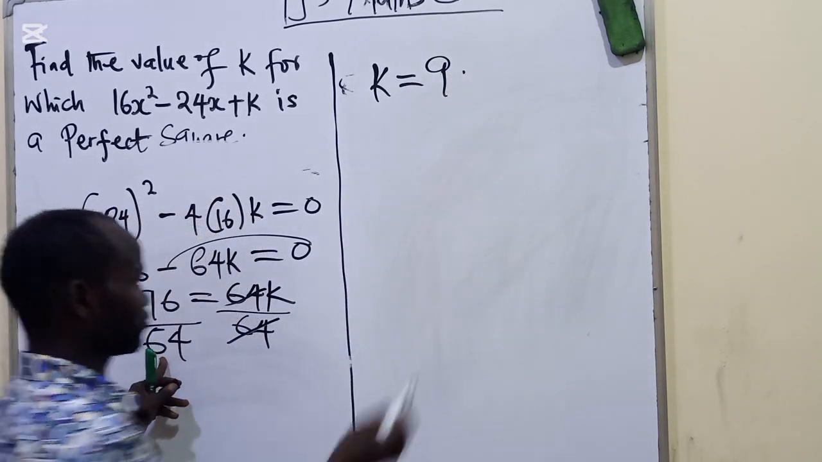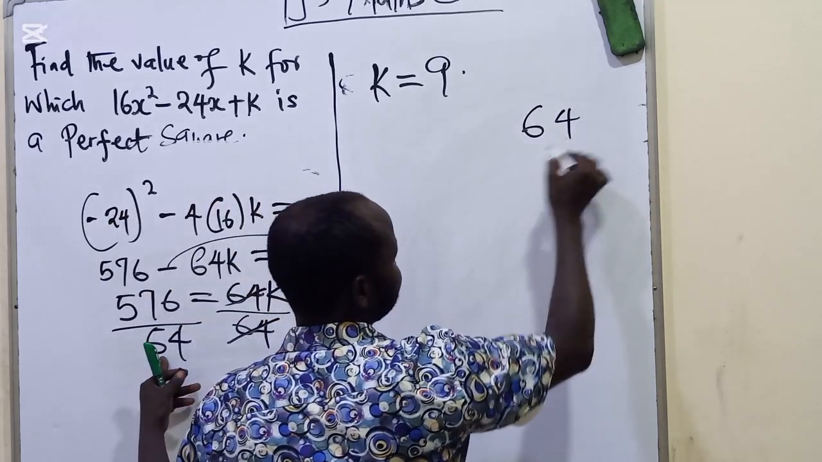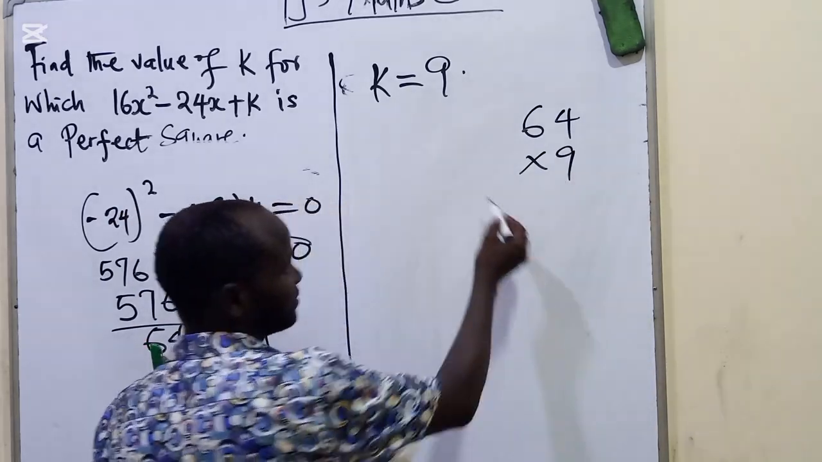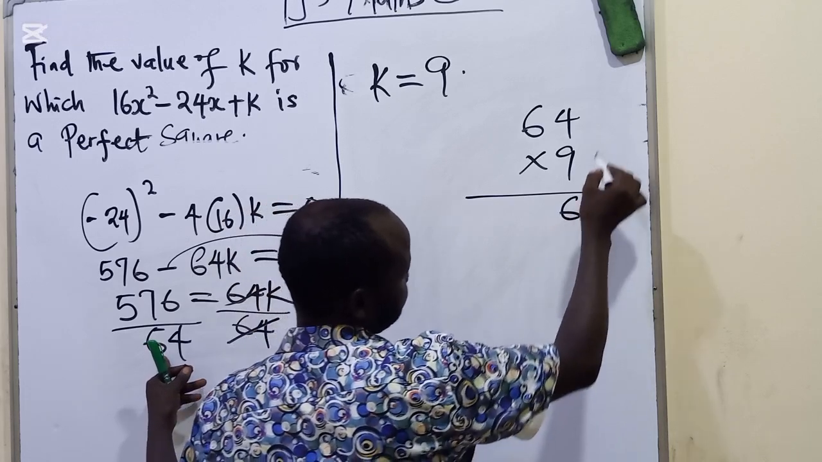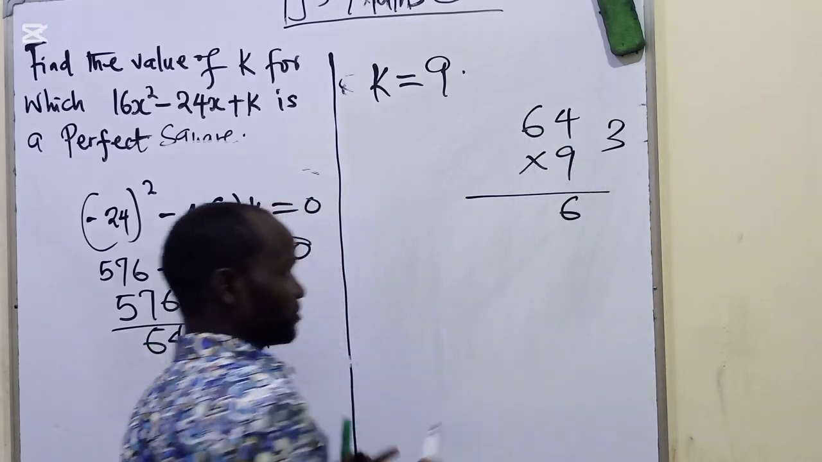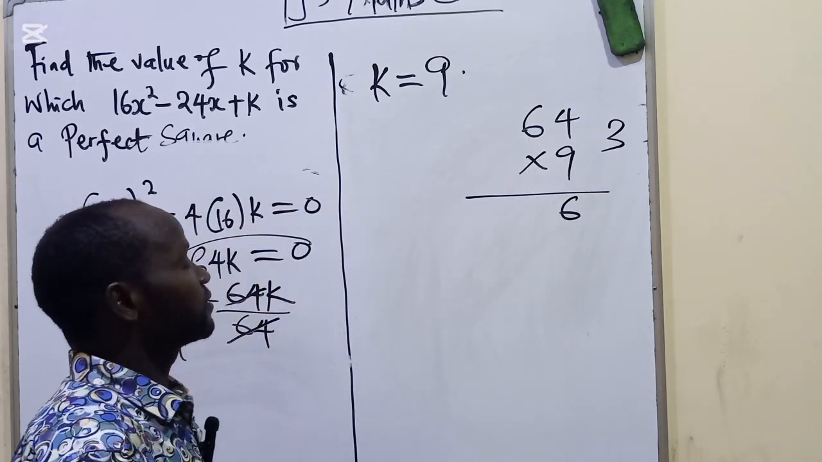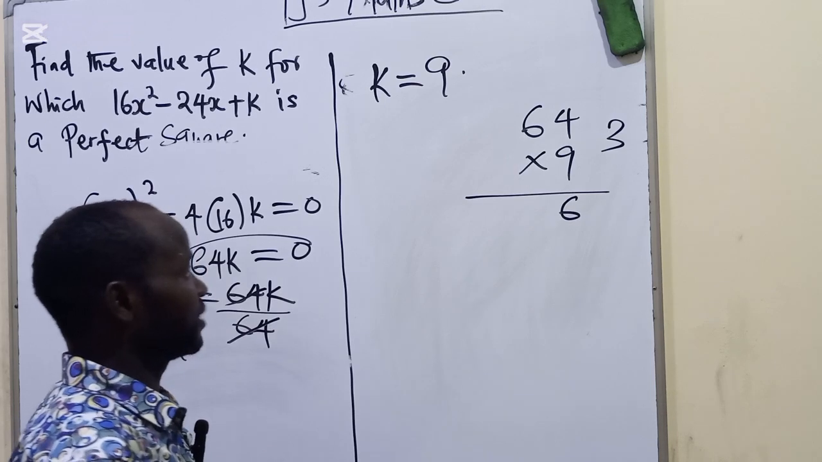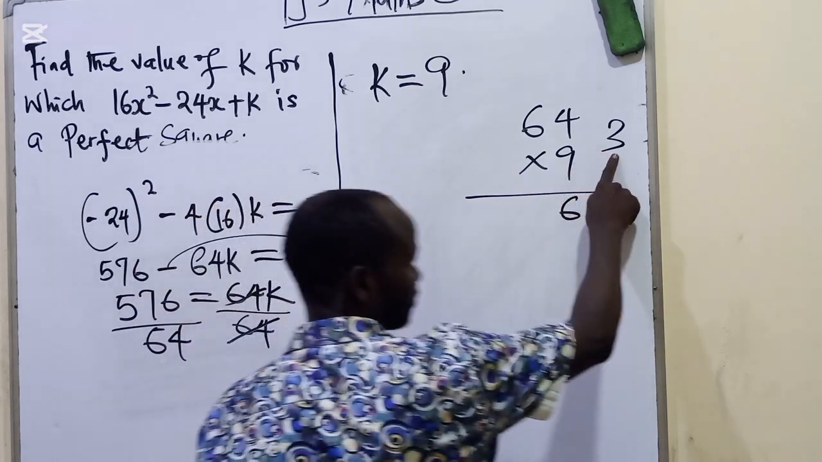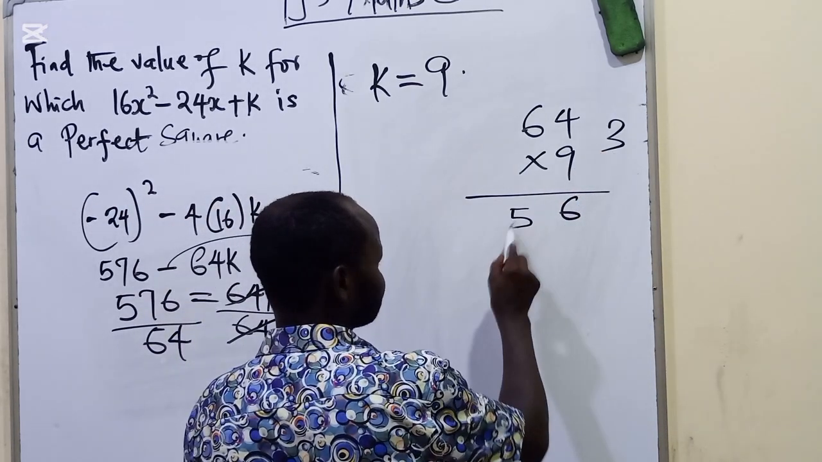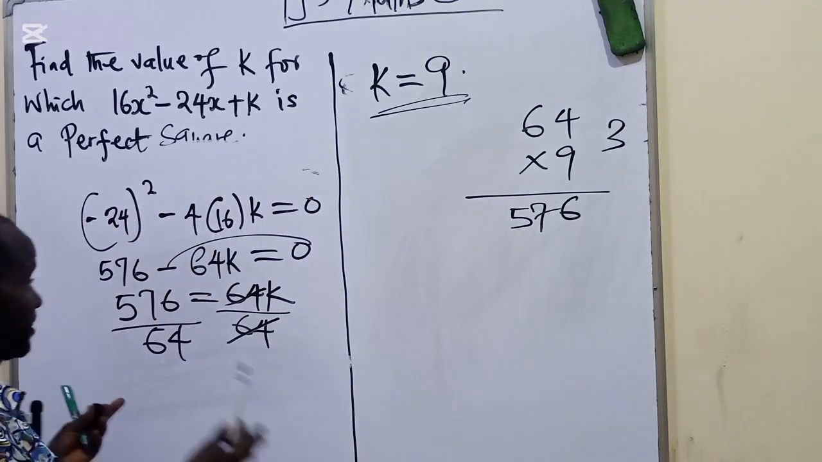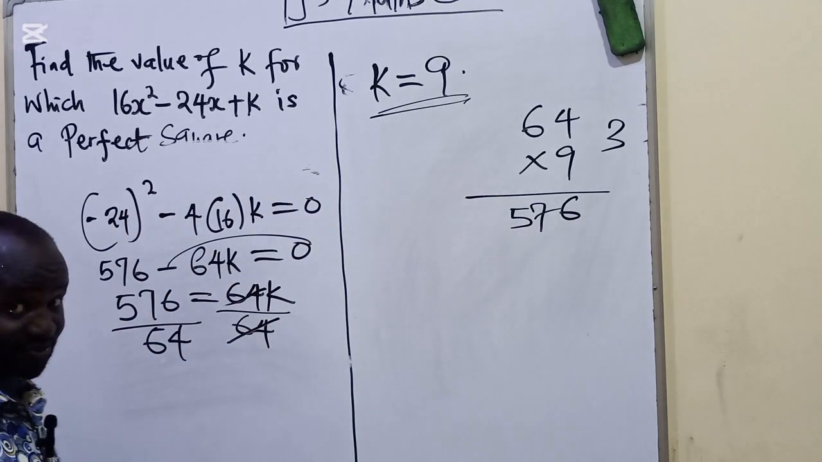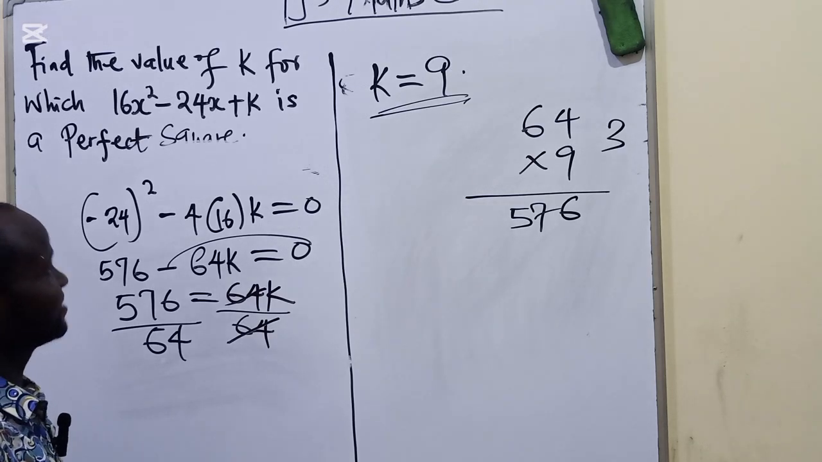Let's check whether it is true. Multiply 64 by 9. Are we going to get 576? Let's see. 9 times 4 is 36. Put 6 carry 3. 9 times 6, 9 times 5 is 45. Bring another, that will be 54. 54 plus 3, that will be 57. Truly, k is 9. You see that the three methods are giving us the same result. So this is the solution to this question.